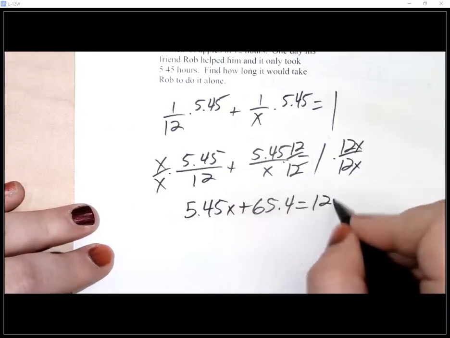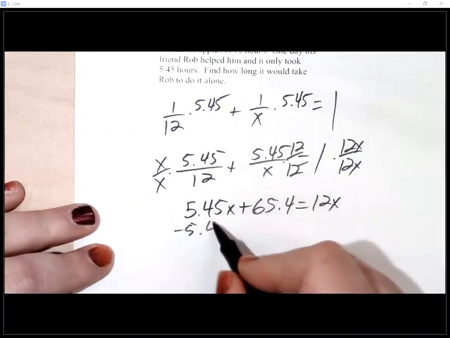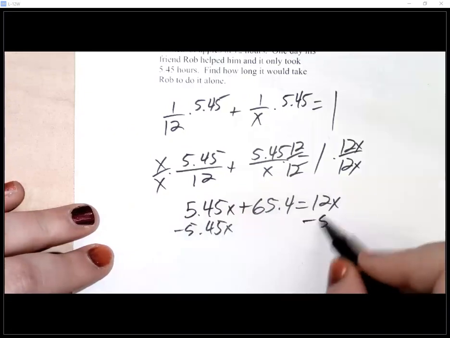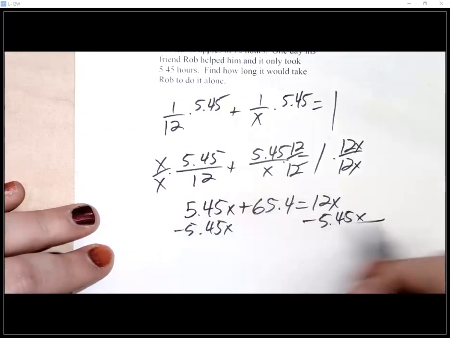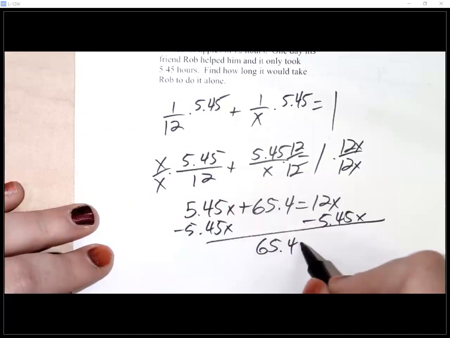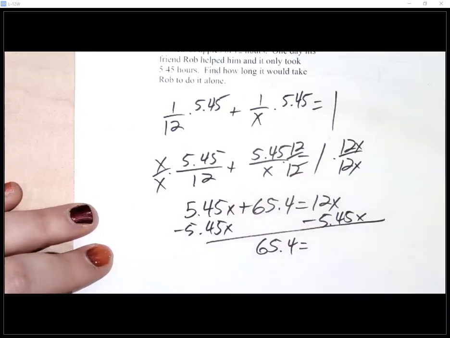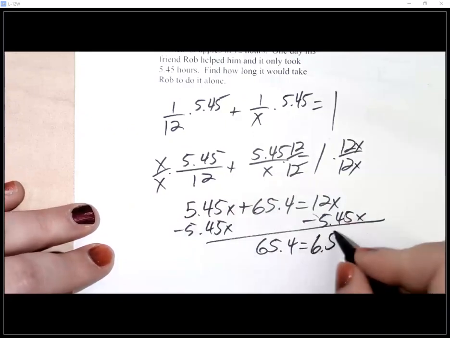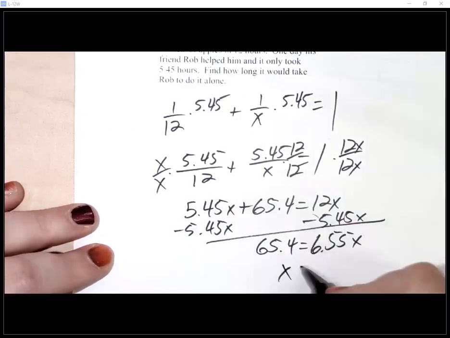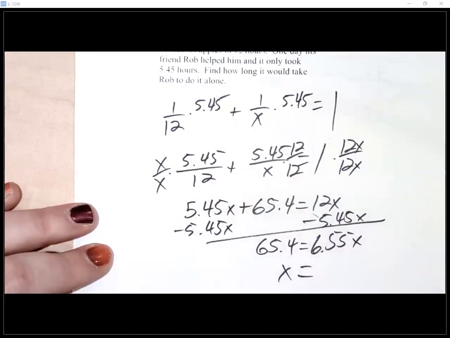Subtract the 5.45x. 12 minus 5.45 is 6.55. Divide both sides, and we're going to get x is equal to 9.98. I'm going to round that to 10.